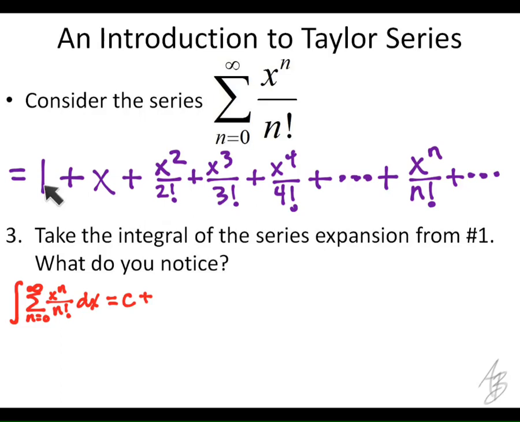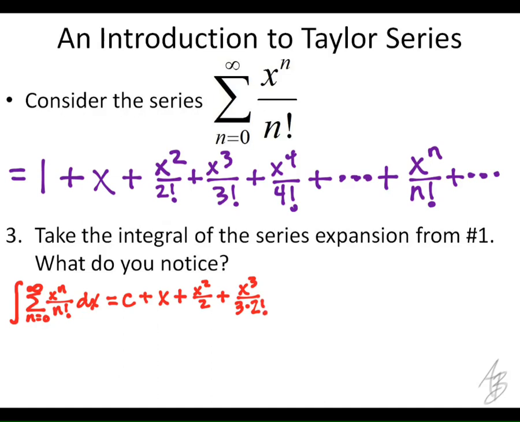then we're going to take the integral of 1, or the antiderivative of 1. What is the antiderivative of 1? X. What's the antiderivative of x? X squared over 2. Okay, what is the antiderivative of x squared? X cubed over 3. And then we also have our 2 factorial there, right?